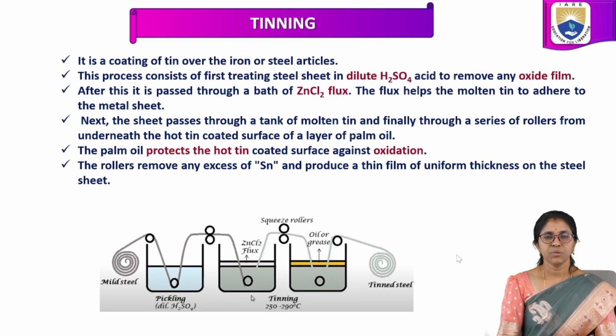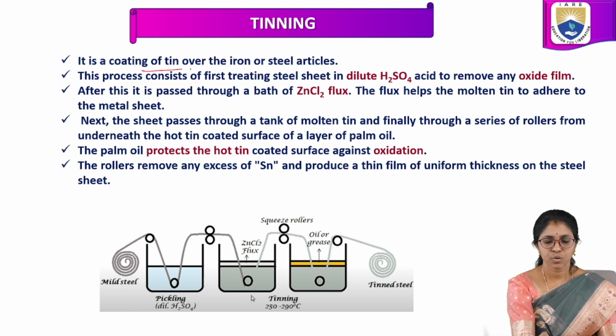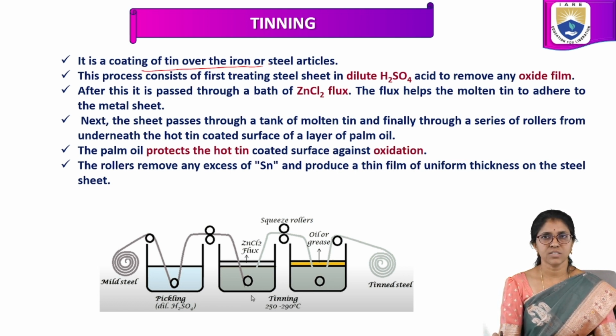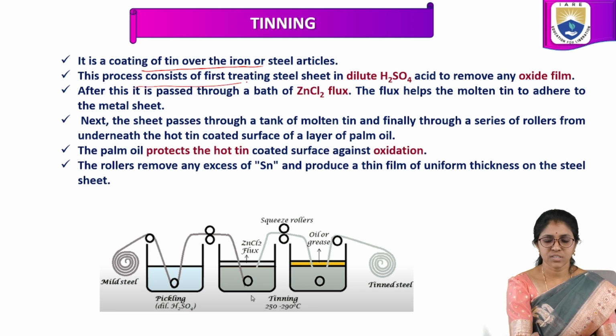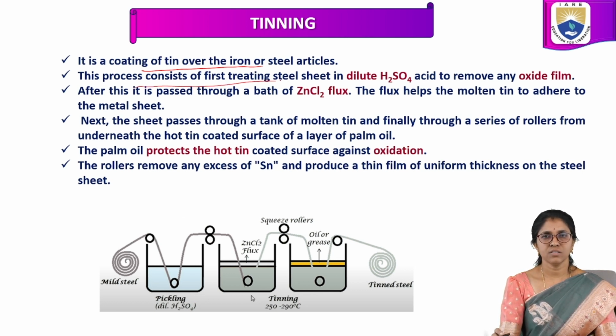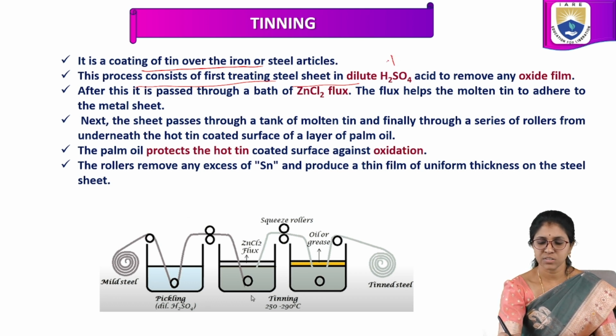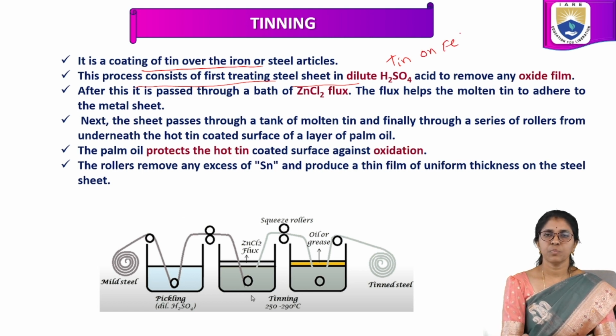Second hot dipping process is the tinning process. It is coating tin over iron or steel articles. This process consists of first heating the steel sheet in dilute H2SO4 acid to remove any oxide film. So what is the tinning process? Here we are coating tin on iron. The coating of tin over iron or steel articles is called the tinning process.